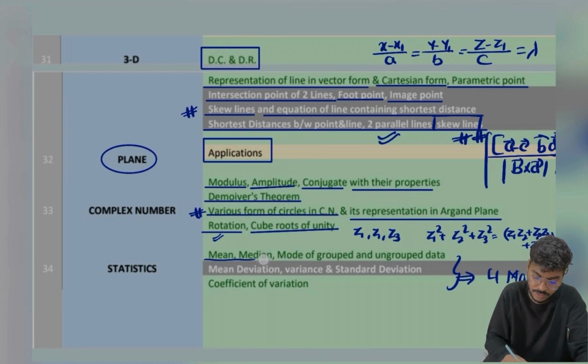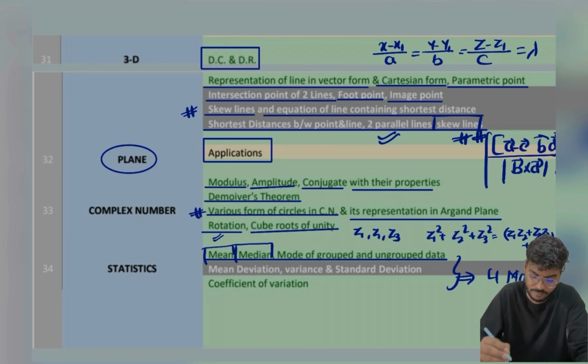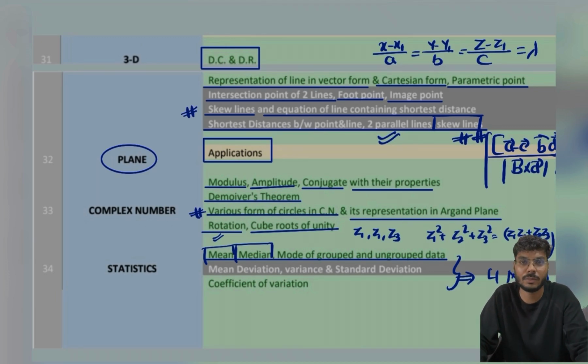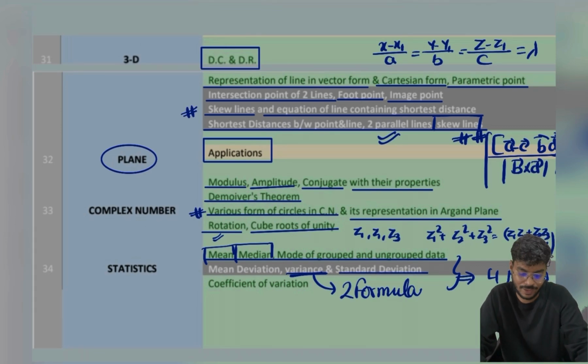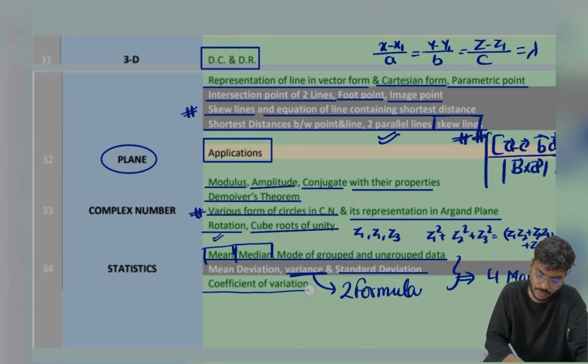Then the last chapter, very important, 4 marks you can grab from here also. The things are nothing but mean, median, mode. How to find the mean, median, mode, in which of course median and mean are important. Mean deviation, how to find the mean deviation, how to find the variance. We have two formulas for variance, right? Remember both the formulas. If we get the variance, we can find the standard deviation. Variance is always positive. Then how to find the coefficient of variance as well as standard deviation.